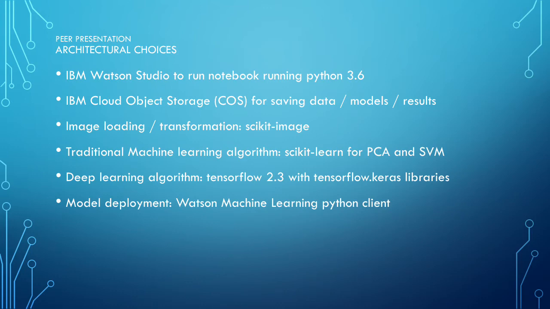In terms of architecture, I used IBM Watson Studio to run a notebook running Python 3.6. I used IBM Cloud Object Storage for saving data, models, and results. For image loading and transformation, I use the scikit-image library in Python. For the traditional machine learning algorithm, I use scikit-learn for both principal component analysis and support vector machine algorithm.